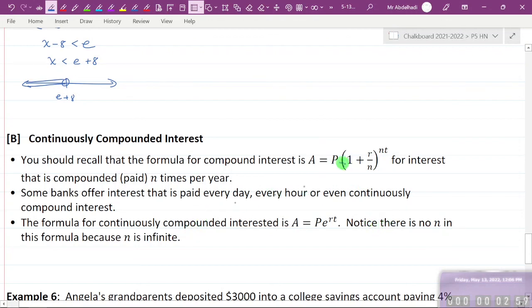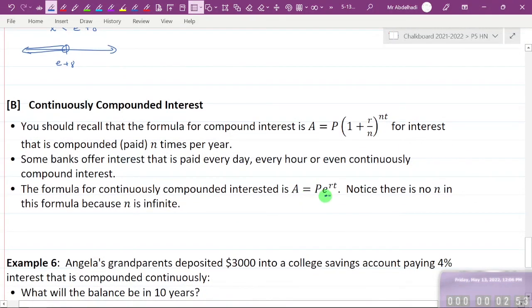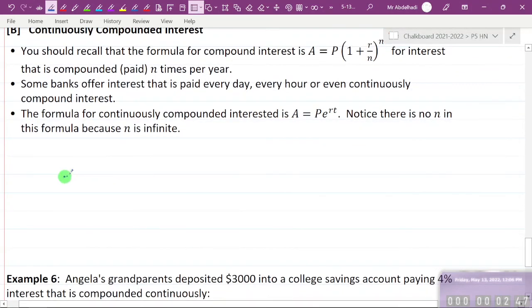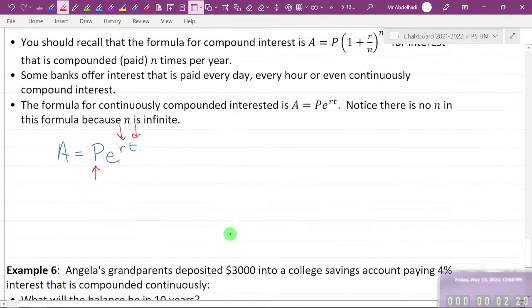Instead of being the principal times 1 plus r over n to the nt, it becomes the principal times e to the rt. So this is the continuously compounded interest formula: A equals P times e to the power of rt. Now, this is still your principal, this is still your rate, this is still your time, but you notice there's no n because n is now infinity. So we can do an example with this.